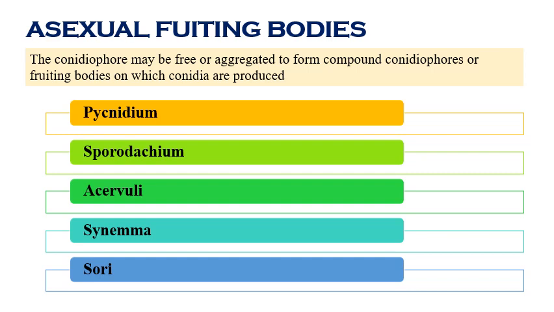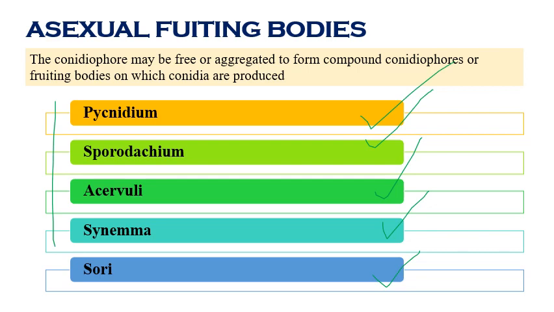In fungi, there are four types of asexual fruiting bodies: pycnidium, sporodochium, acervuli, and coremia. The last one is not that well studied, so we are going to concentrate on these four things: pycnidium, sporodochium, acervuli, and coremia. Before that, I told you that a fruiting body is a kind of structure where the spores are produced from, right? You just remember that.